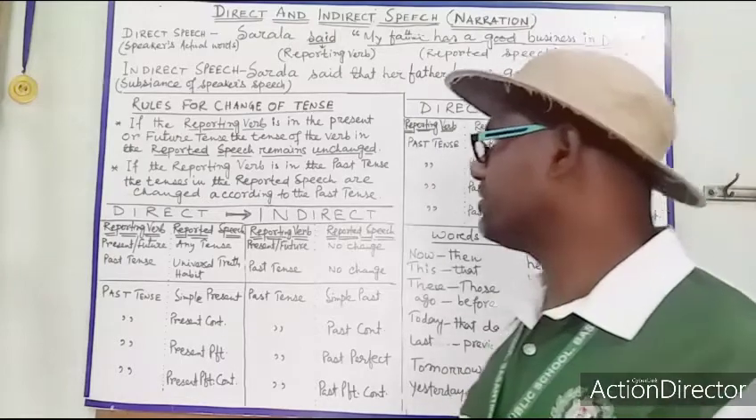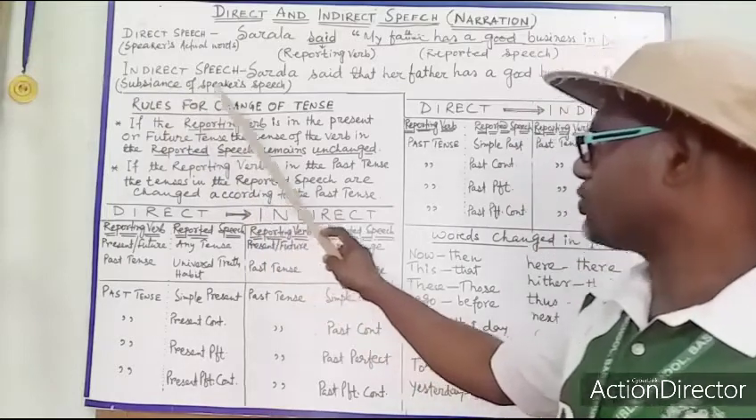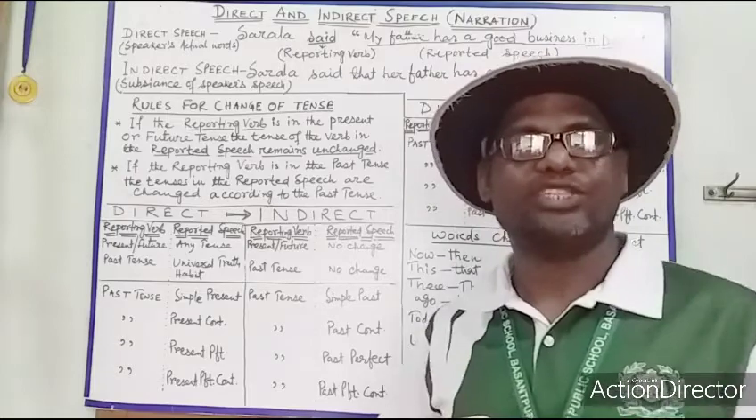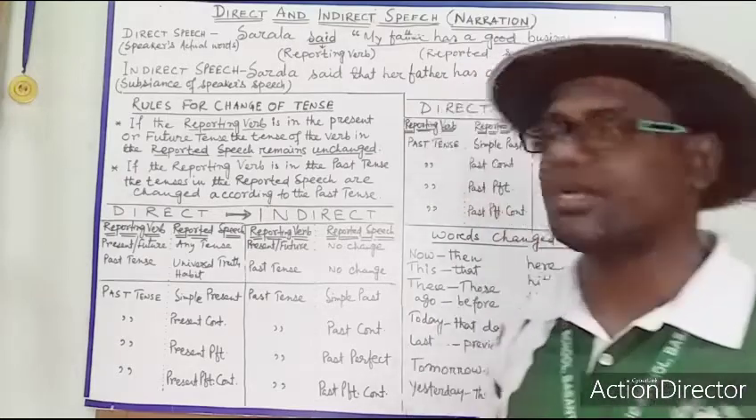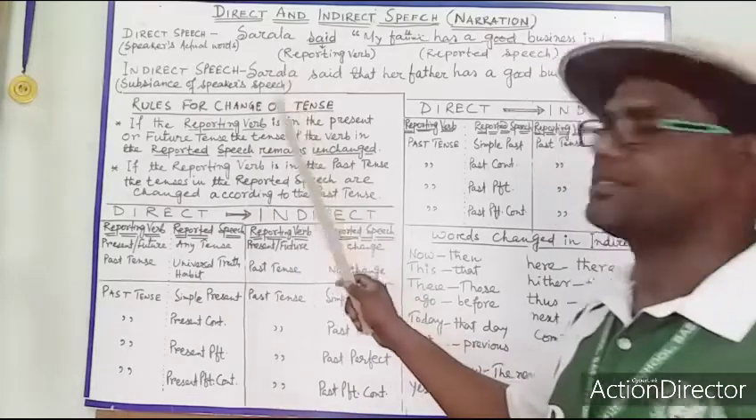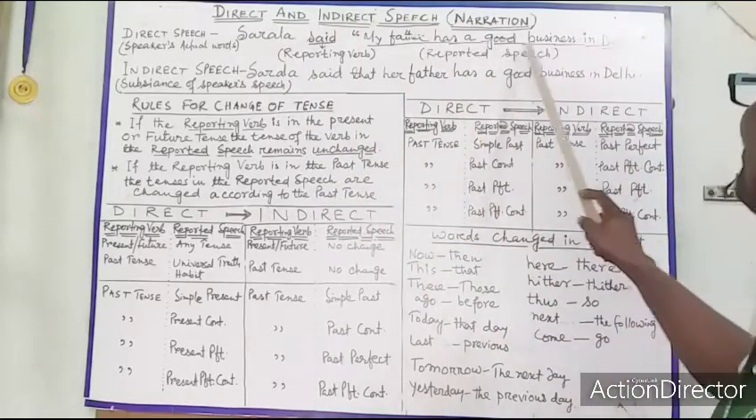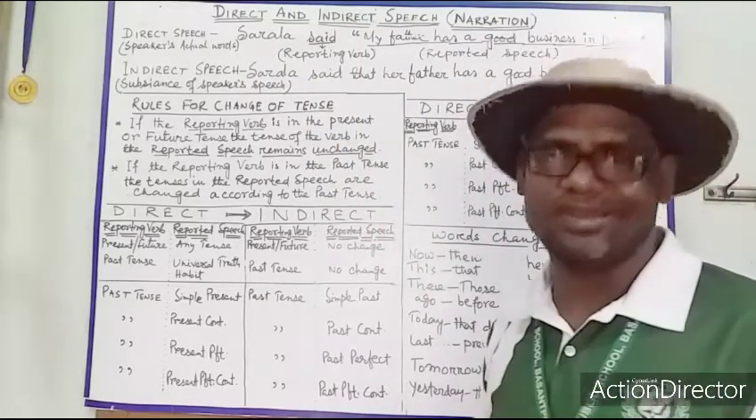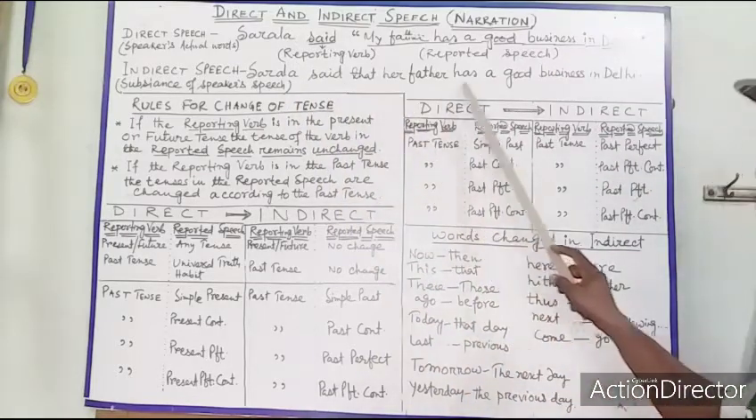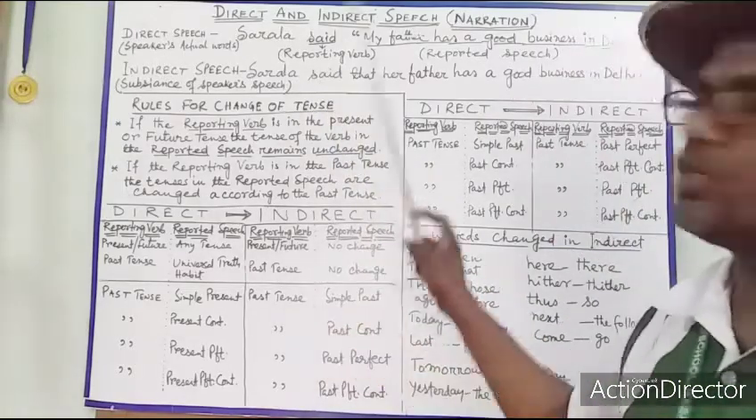Okay. Next, indirect speech. What is indirect speech? The substance of the speaker's speech. Whatever speakers tell, the gist or the substance is what? Indirect speech. Okay? Let us see, if the direct speech is Sarala said, "My father has a good business in Delhi," what will be in indirect? Sarala said that her father has a good business in Delhi. So this is the gist of Sarala's speech.